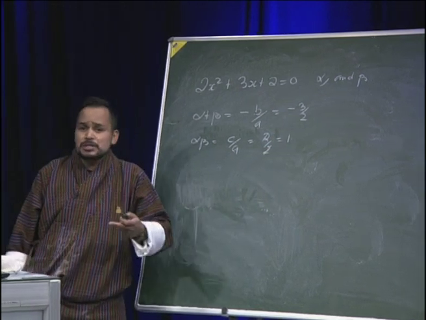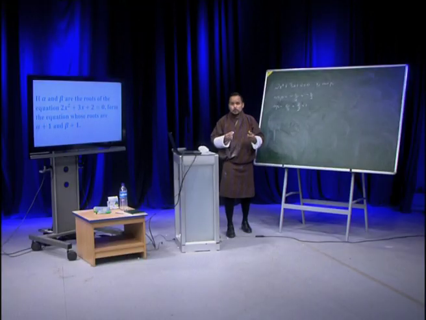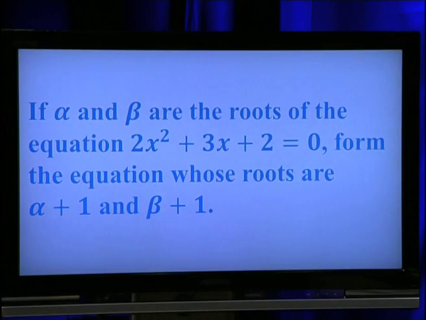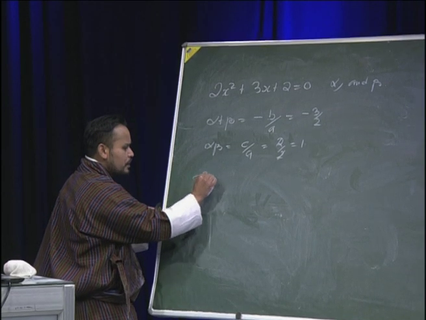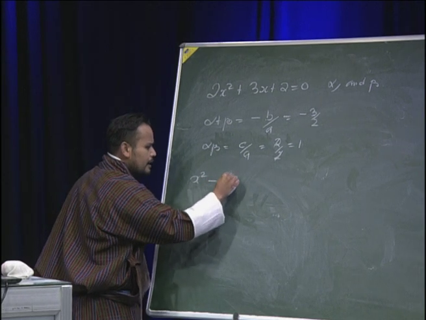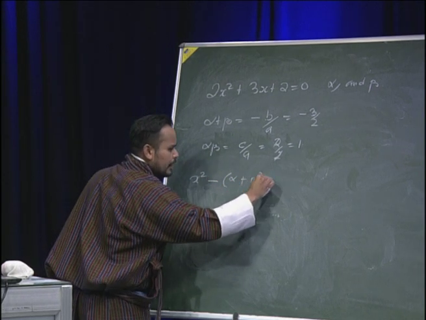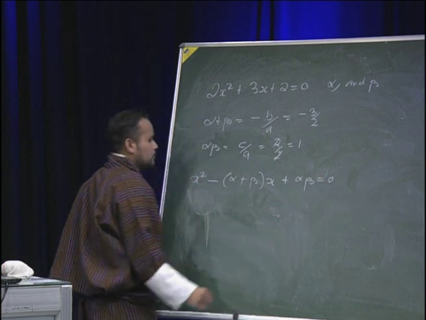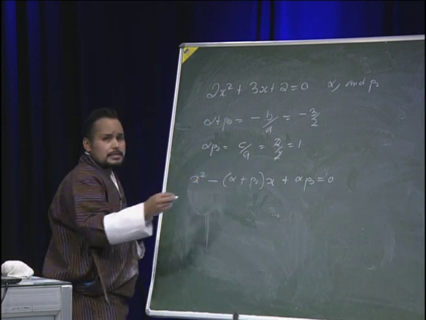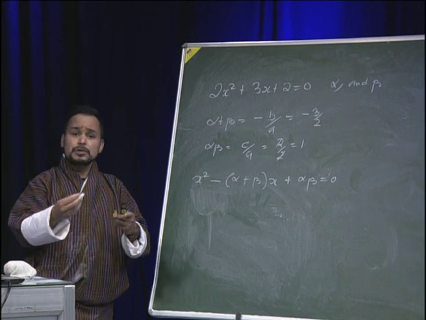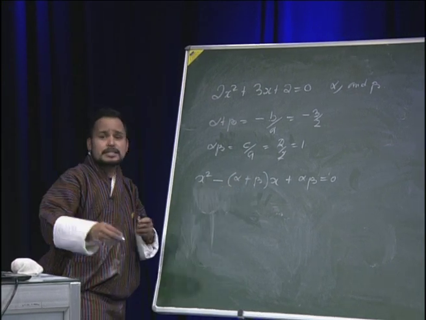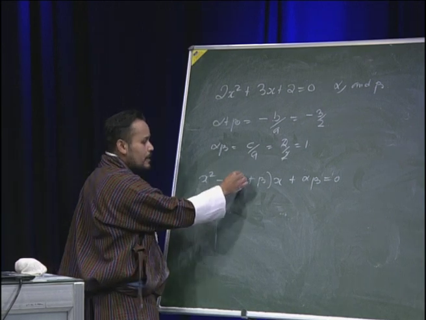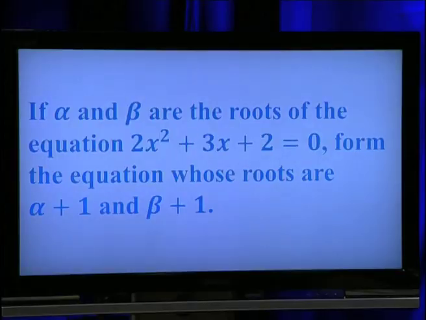Now I have to find the quadratic equation with the roots alpha plus 1 and beta plus 1. To obtain this quadratic equation, you have to use the formula x² minus (alpha plus beta)x plus alpha beta is equal to 0. Here alpha is the first root of the new quadratic equation, beta is the second root of the new quadratic equation. They have given us the values: alpha will be alpha plus 1, beta will be beta plus 1.